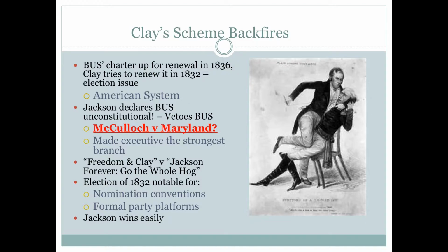Clay decides this is going to be an election for him. He's going to run against Jackson in '32, and he's going to make the American System his platform, and he's going to use the BUS, the Bank of the United States, as a way to beat Jackson. This is his whole plan.